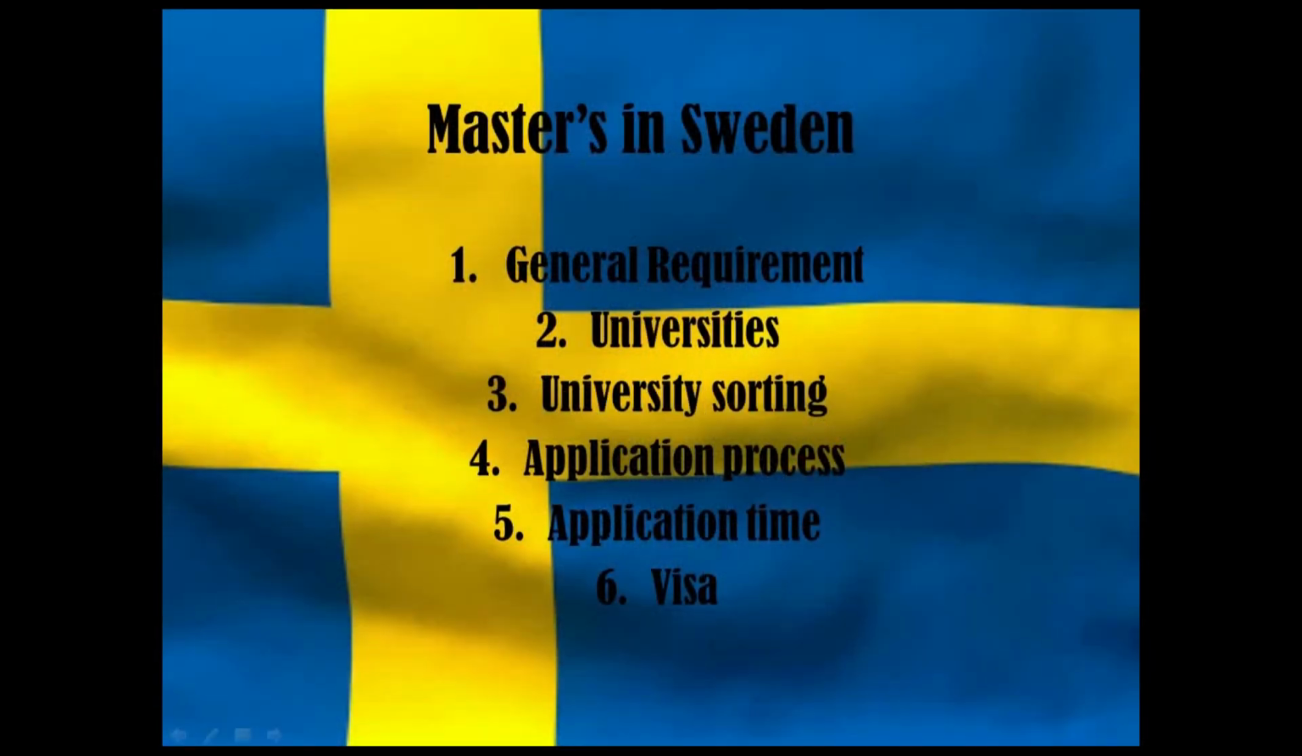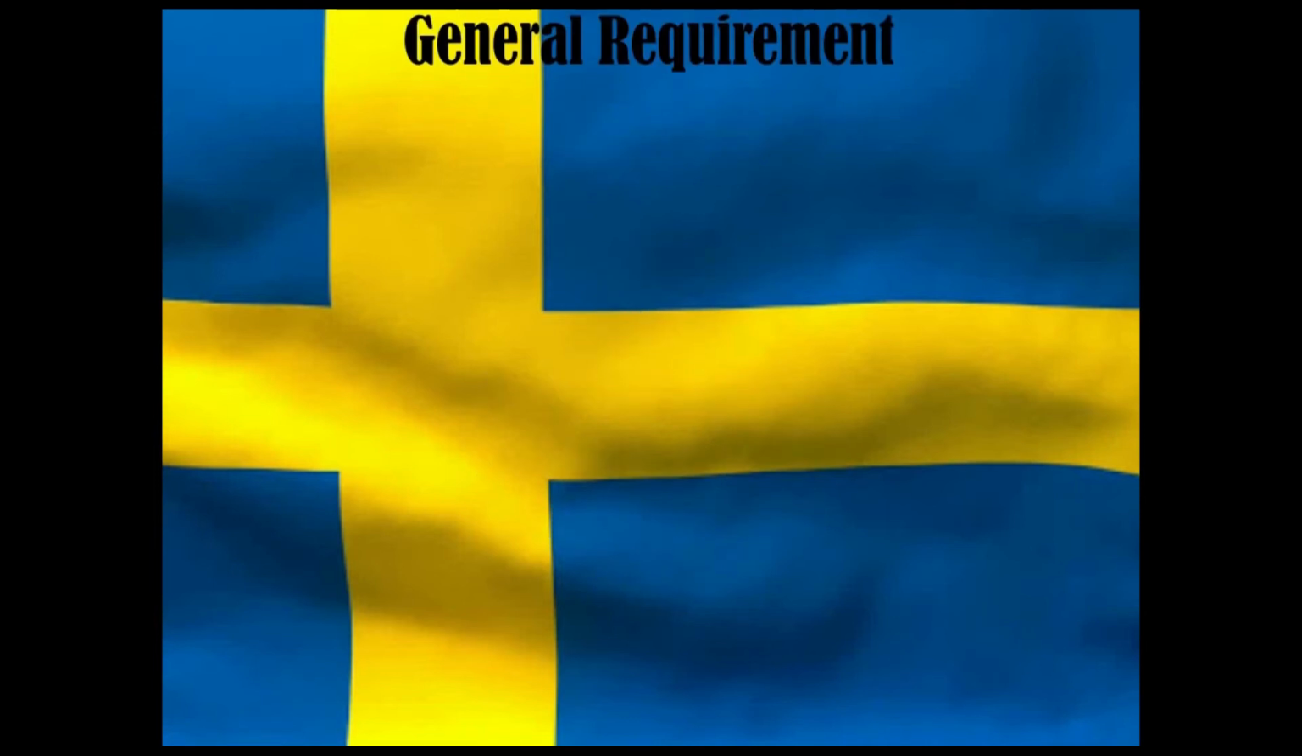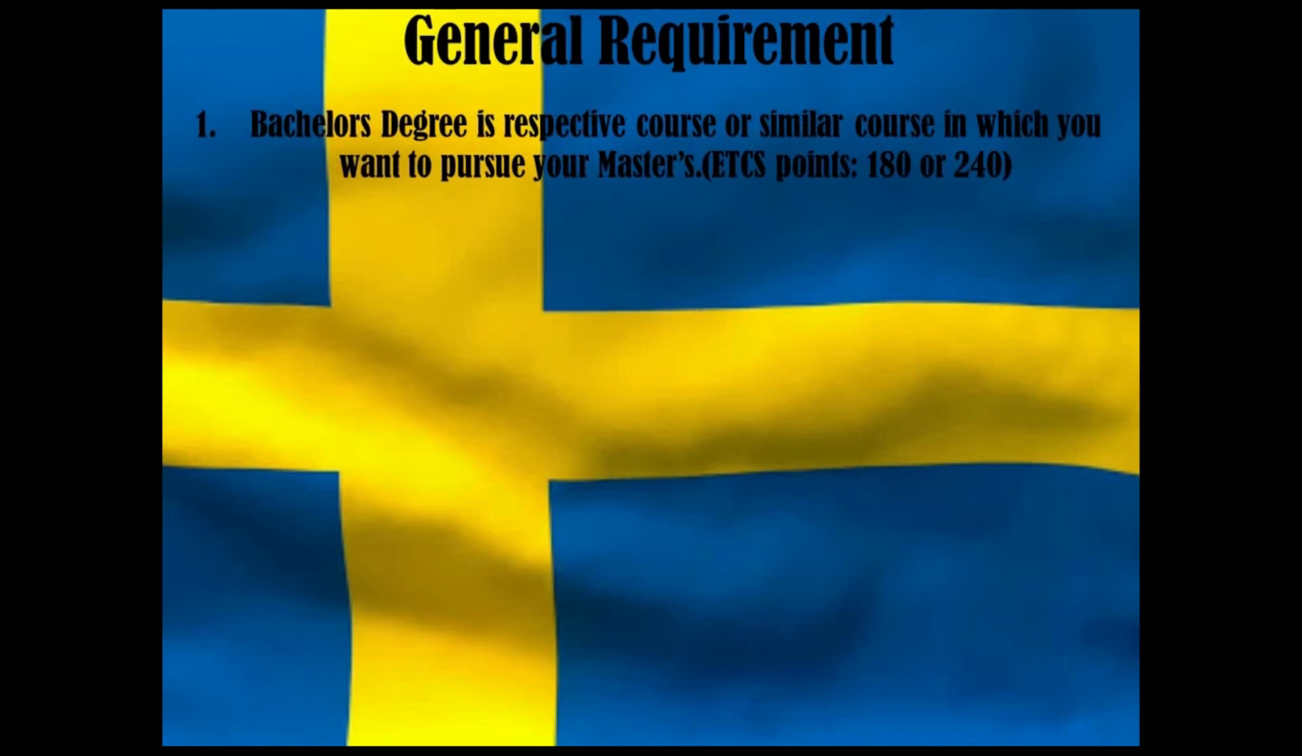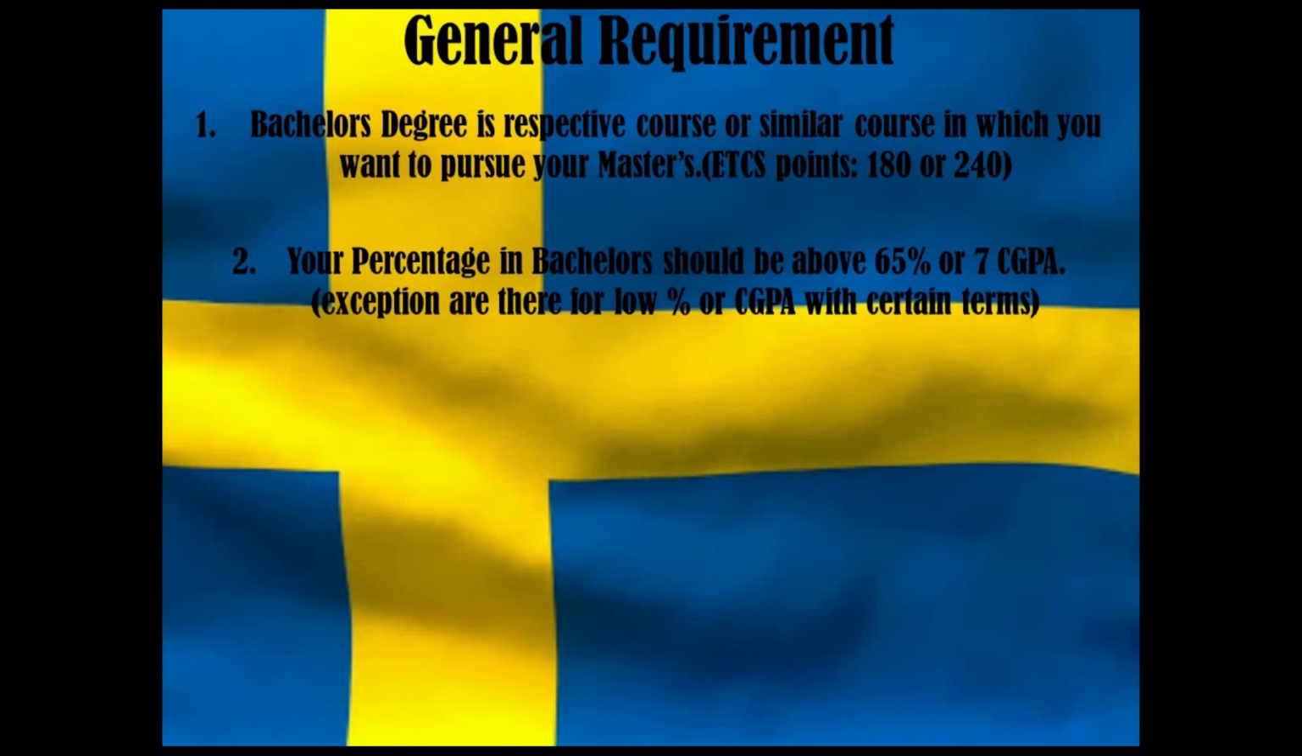I'll start with the general requirements. So for general requirements, you always need a bachelor's degree when you are doing the application for masters. Usually you need either a 180 or 240 ECTS point bachelor's degree, so it can be of 3 years or of 4 years. After that, you need to have a decent percentile or CGPA in your bachelor's degree. What you need is above 65 percentile or above 7 CGPA.